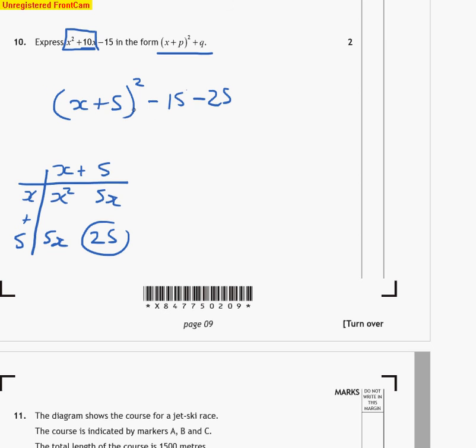Some people just know to do that. They just know to say, well, I'm going to half this, so that's (x + 5) squared, and I'm going to take away the half number squared. But I like to just do this each time. So that's going to give me a final answer of (x + 5) squared minus 40. And that'll be your final answer.